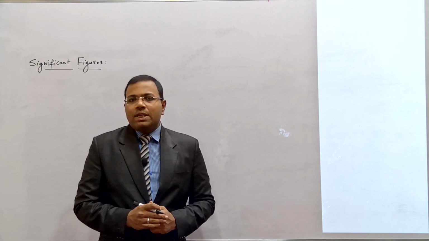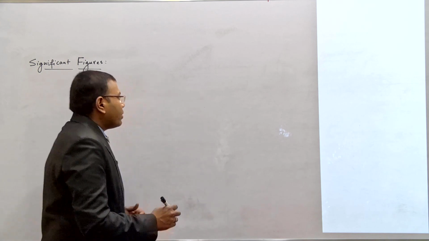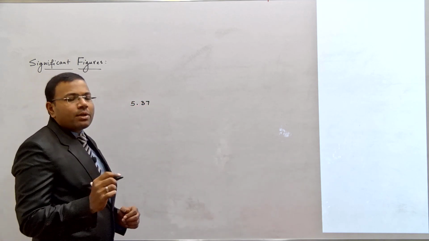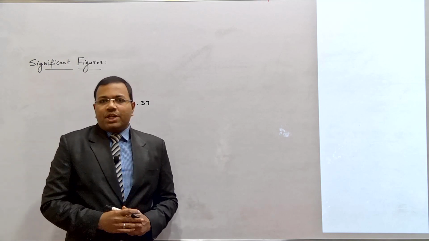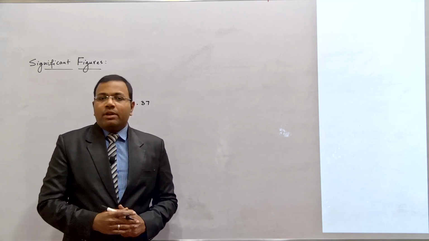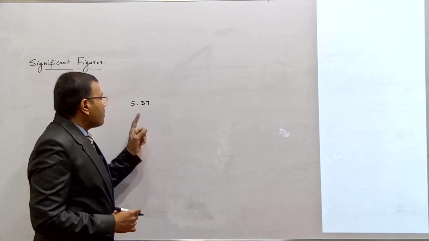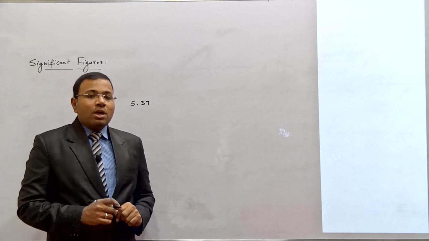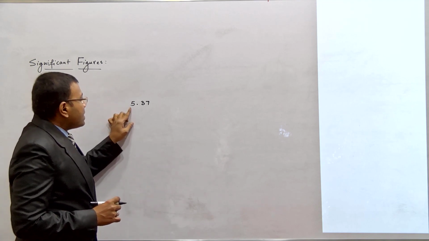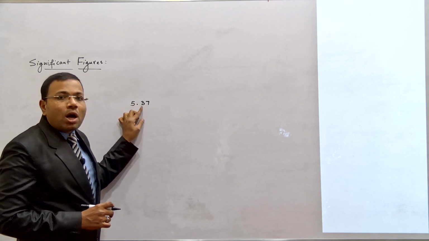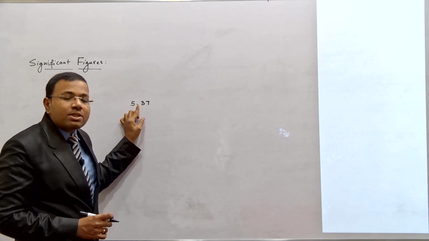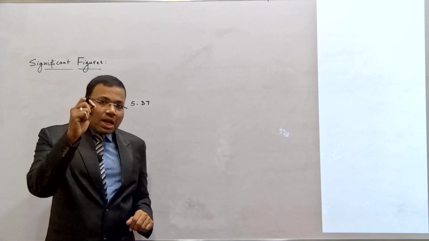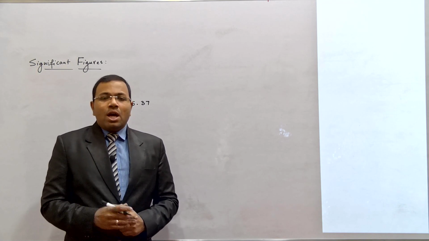I'll give you one example so that it will be clear for you. Let us take an example: 5.37. How many significant figures are there in this? I say 3 significant figures. This is the 1st significant figure, the 2nd, the 3rd, so 3 significant figures are there. In this situation, 5 and 3 are both reliable digits. Reliable digits means known, accurate digits. But the 7, the last digit, is the uncertain digit.